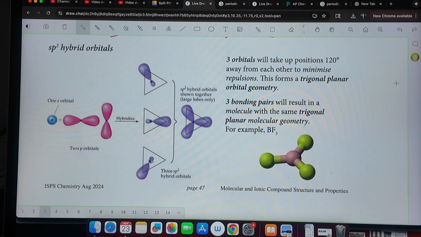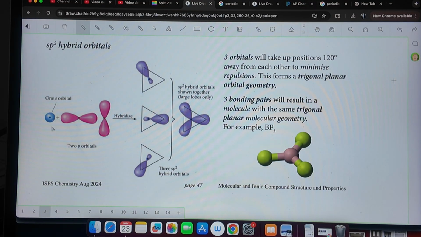Now sp2 orbitals, and look, this is what I was kind of drawing. This is the s, right? This is an s orbital. This is the first two, like 1s2, 2s2 that we talked about in electron configuration. And three orbitals will take up positions 120 degrees away from each other to minimize repulsions.